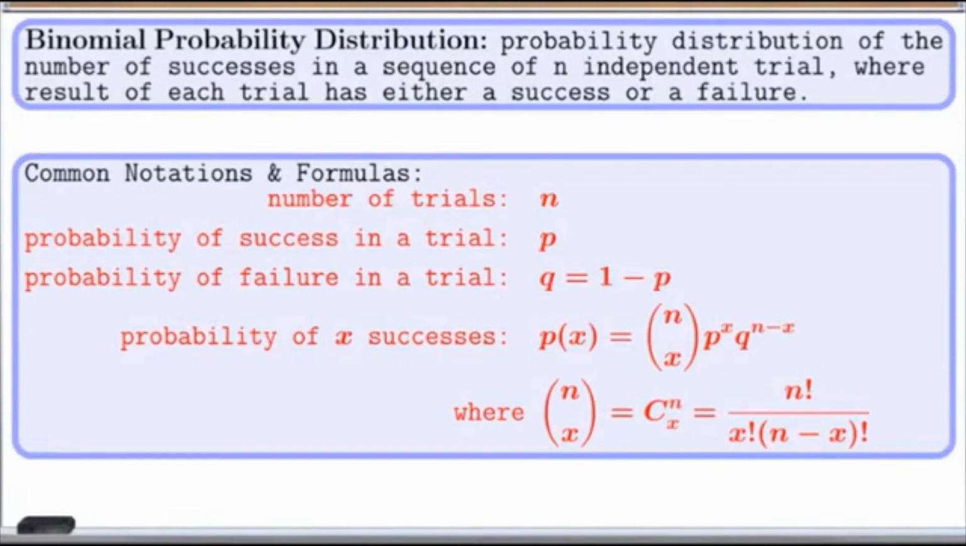The probability distribution of the number of successes in a sequence of independent trials, where the result of each trial is either a success or a failure, is the binomial probability distribution.